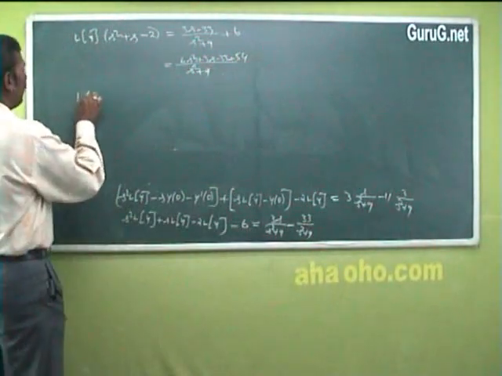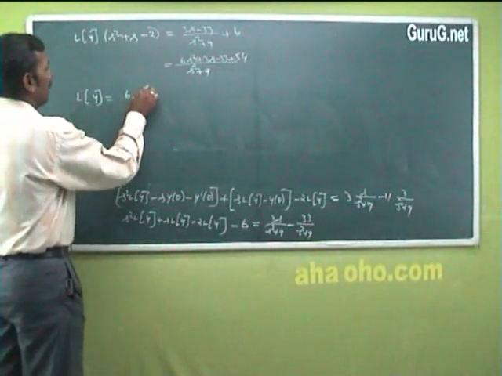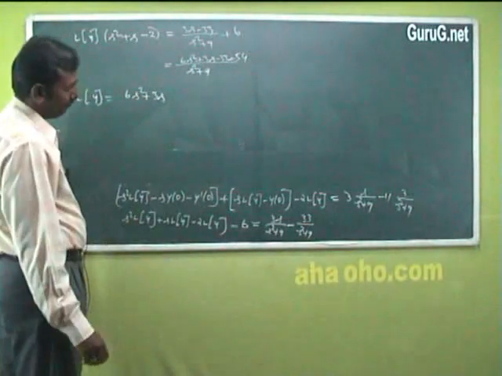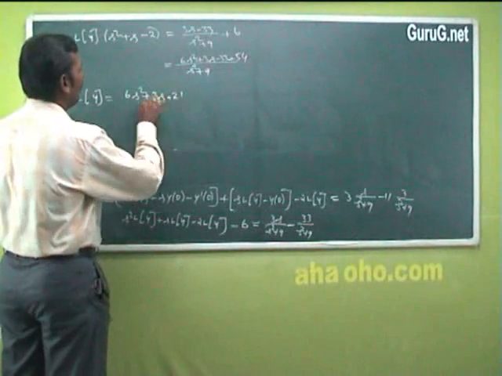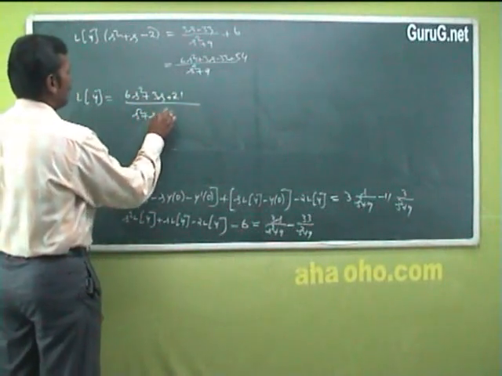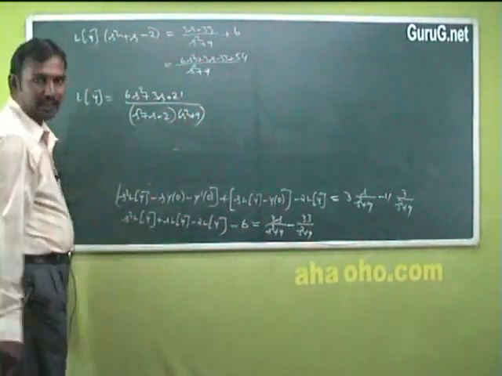So L of y equals 6s squared plus 3s. Then what do we get when we combine? 1 plus 21 by s squared plus s minus 2 into s squared plus 9. Clear?